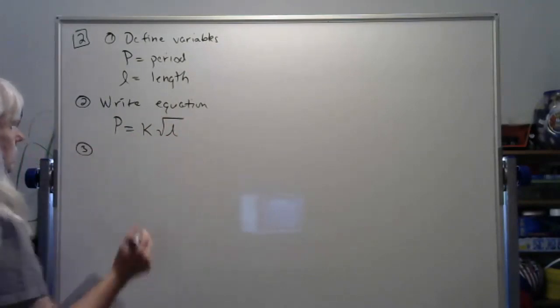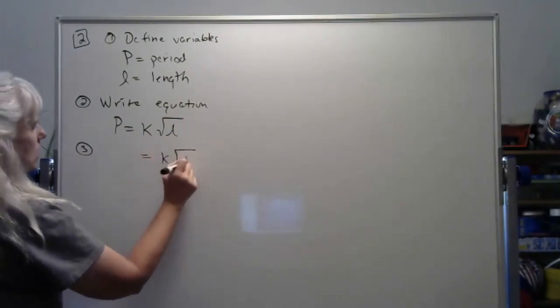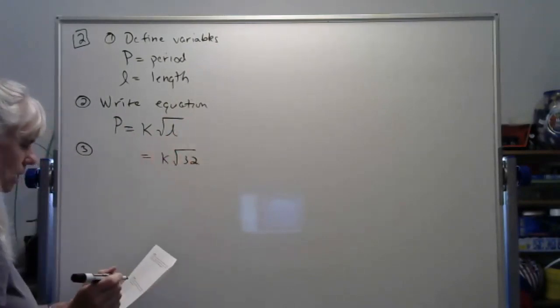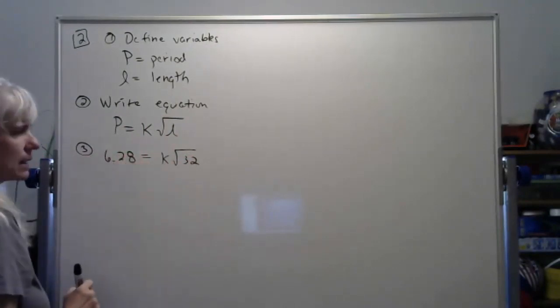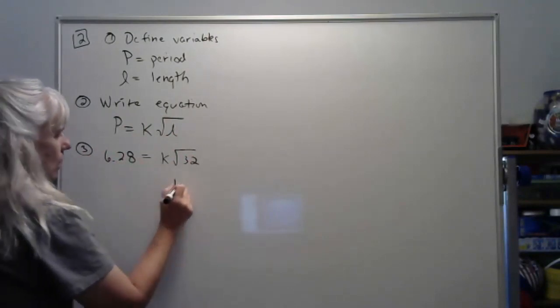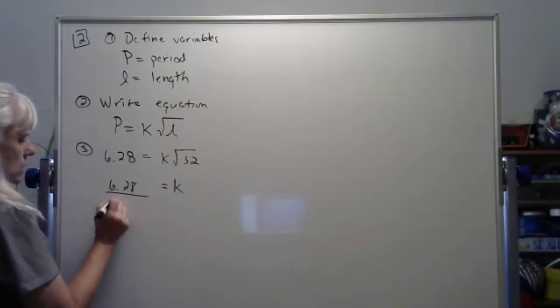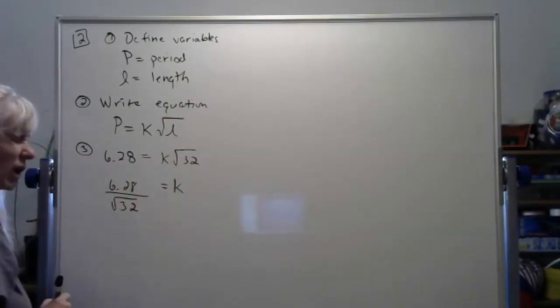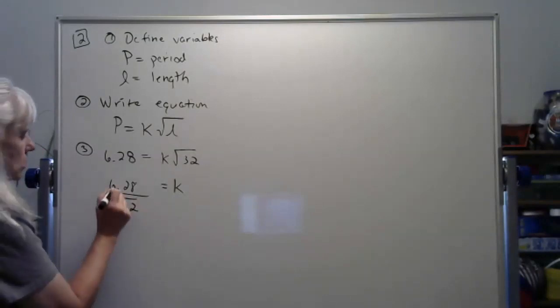So we know the pendulum is 32 centimeters long. So that would be our length. And we know it takes 6.28 seconds to swing back and forth. And that's going to let us find K. So K is going to be equal to 6.28 divided by the square root of 32. I'm going to go ahead and take that to a decimal. It is a word problem. Take it to a decimal.